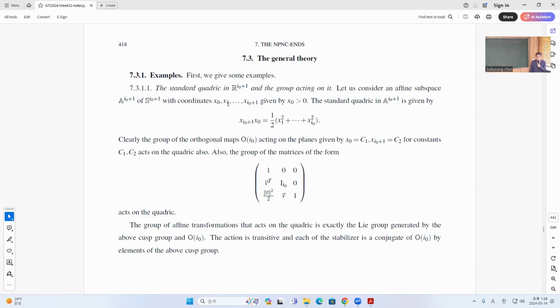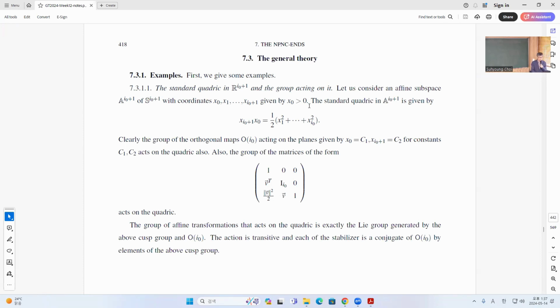Okay, so I will do the 7.3.1. So I give you some examples first. So we have some quadric in our I0 plus 1. So this is a hemisphere in this space SI0. So let's consider affine space with these corners here.